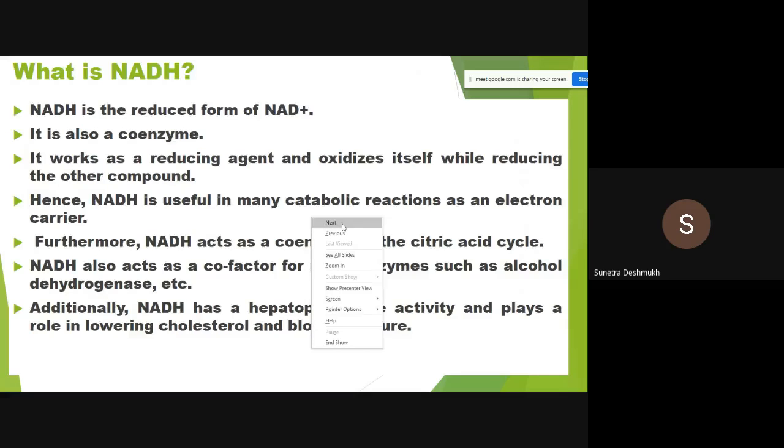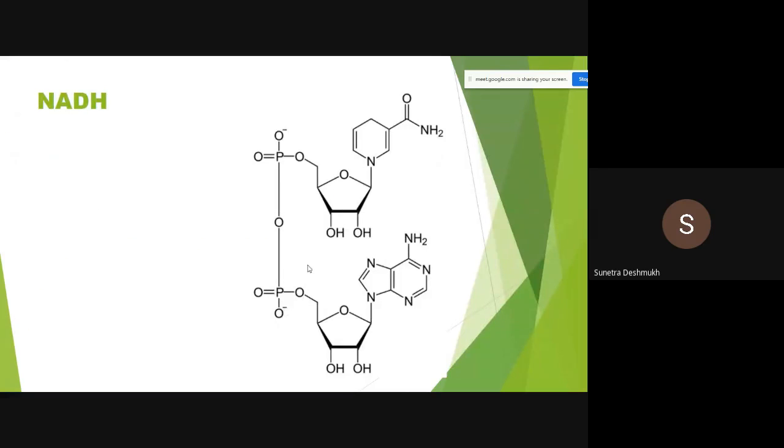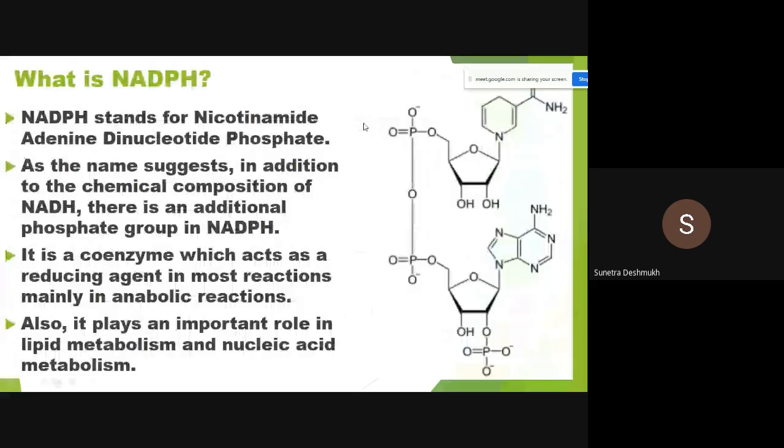Okay, so this is the reducing agent NADH. Here two hydrogens are present, so only this is the difference. If aromaticity is maintained with positive charge on nitrogen, then that species we can call NAD plus. And if aromaticity is lost and one extra hydrogen is present here, then that structure we can call NADH. So now the next moiety is NADPH.